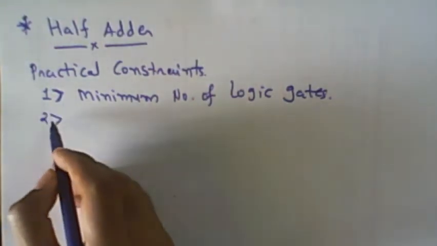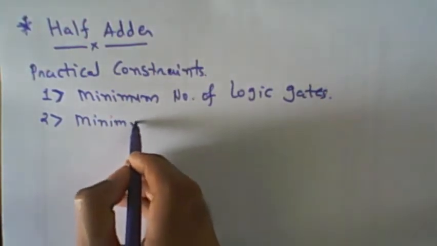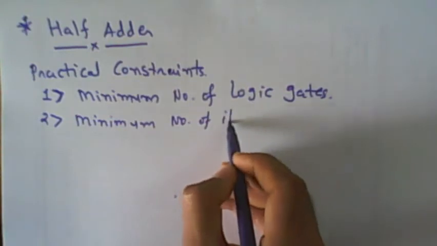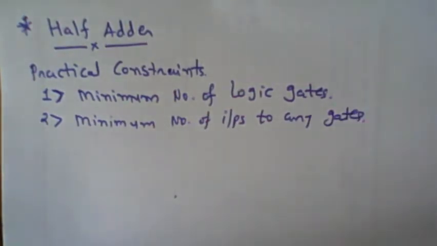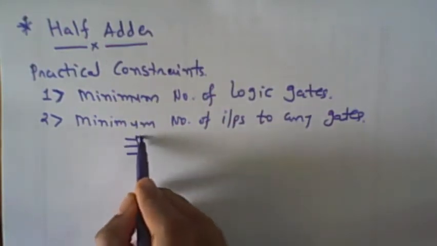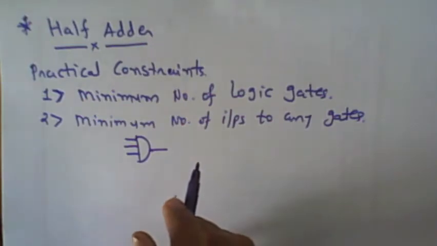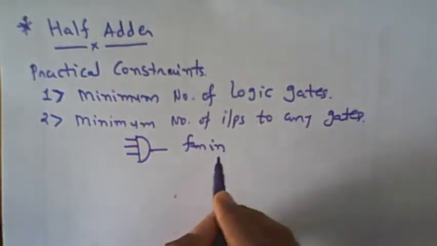The second constraint is a minimum number of inputs to any gate. We have to design a circuit in such a way that it has a minimum number of inputs to any gate. If our design can be implemented using 2 input AND gates, do not use 3 input AND gates. This is called fan-in, and we have to minimize the fan-in.